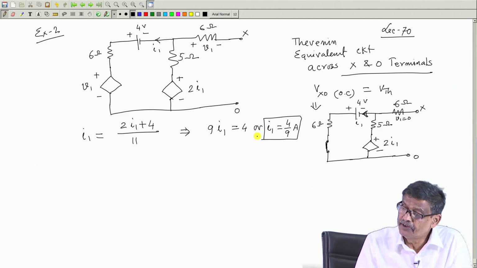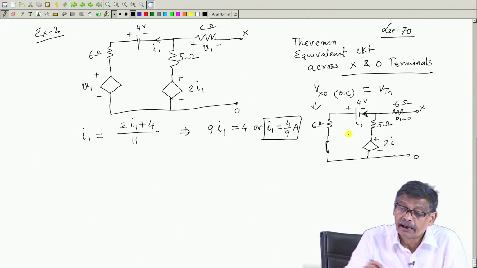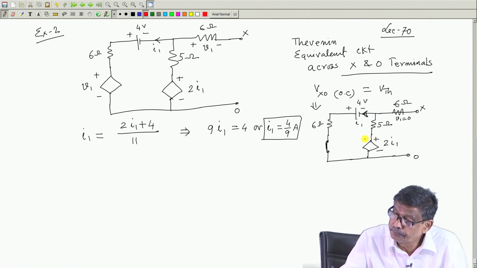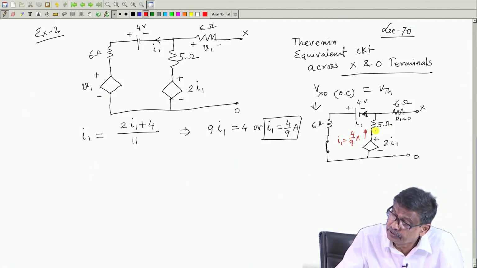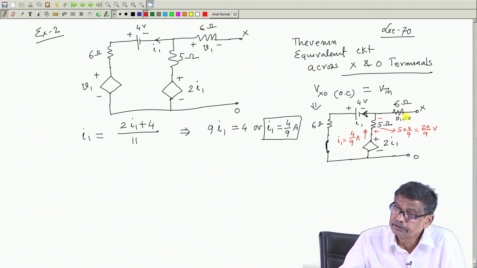And if I know I 1 is 4 by 9 ampere, current in this branch is now known, 4 by 9 ampere. Current in this branch is also 4 by 9. Therefore, there will be a voltage drop across this 5 ohm resistance, whose value will be 5 into 4 by 9, that is equal to 20 by 9 volts, is it not?